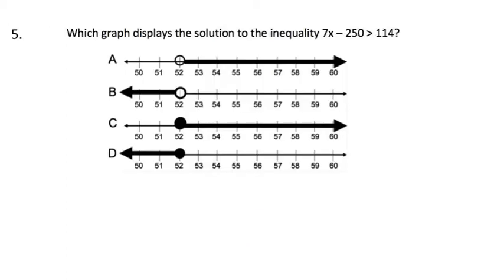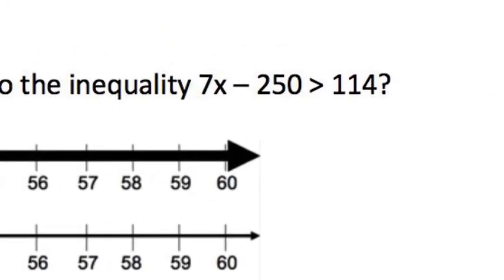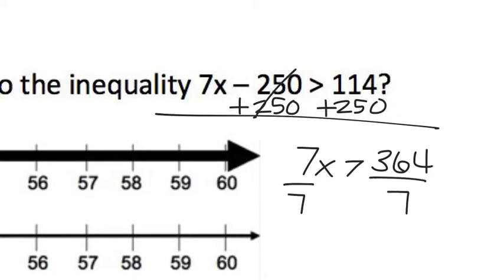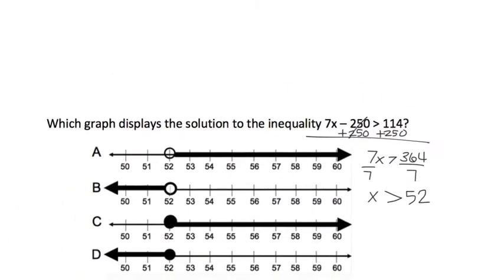Okay, for number 5, we have a 2-step inequality. So the first step, let's go ahead and solve this. I would add 250 to both sides, and I would be left with 7x is greater than 364. Now, because I'm dividing by a positive number, I should not have to flip my inequality, and because my x is also on the left side, I should not have to fix or flip my inequality. So final answer, I got x is greater than 52.